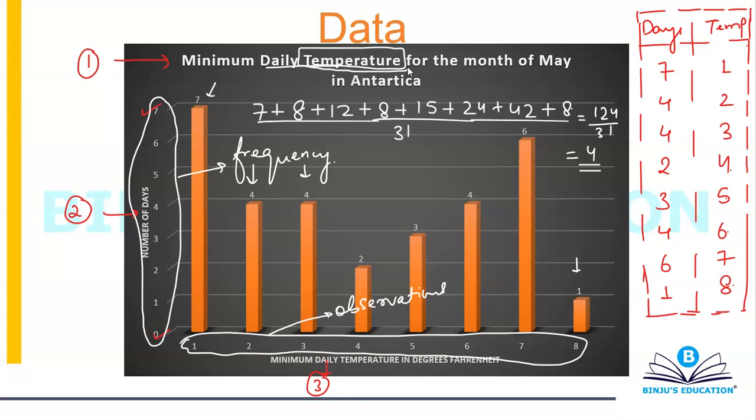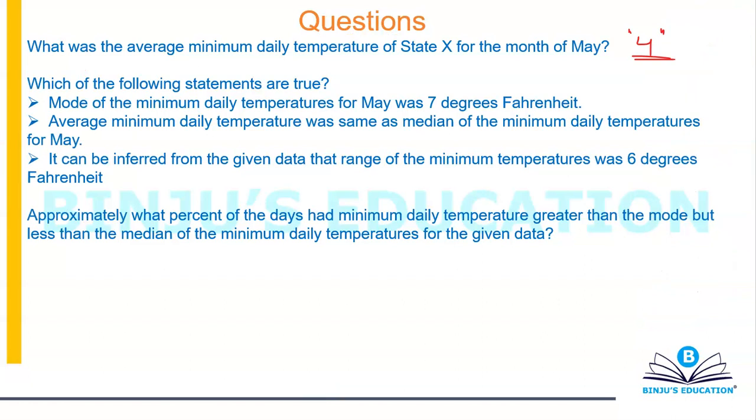So I need to see which observation is occurring most frequently. 1 degree Fahrenheit is occurring for 7 days, and that's the maximum, because the next one is for 6 days. So there is only one mode, and that is equal to 1 degree Fahrenheit. So the statement that the mode of the minimum daily temperature for May was 7 degrees is incorrect, because it is 1 degree.